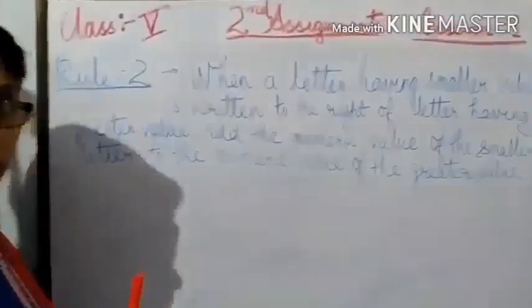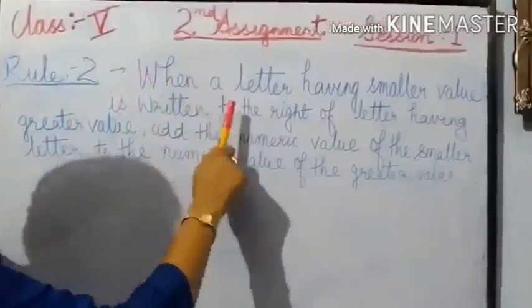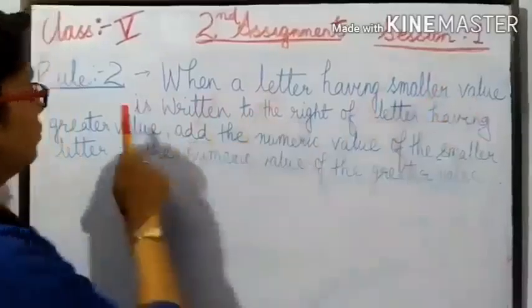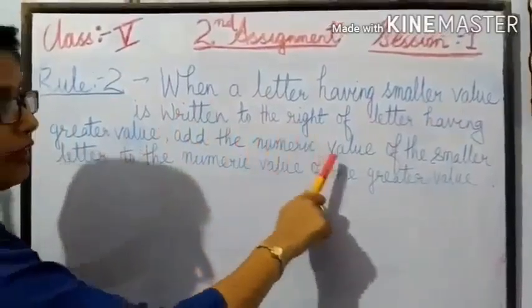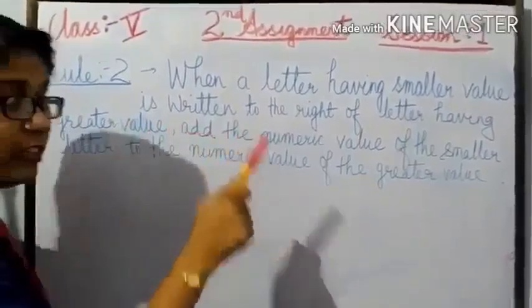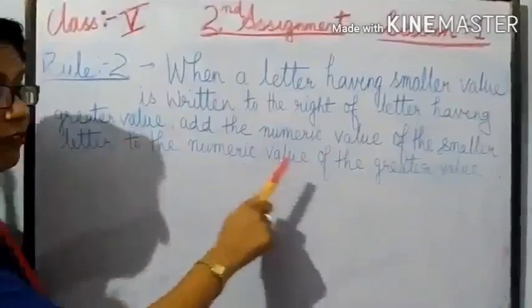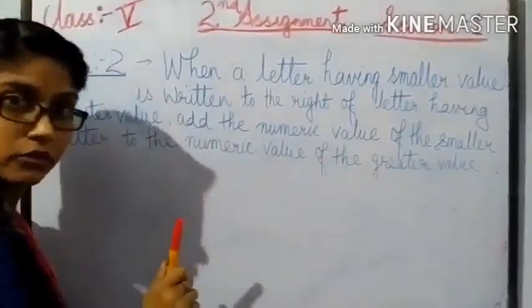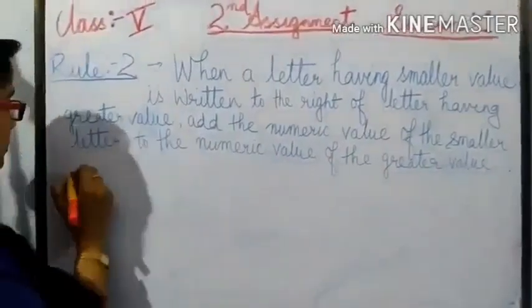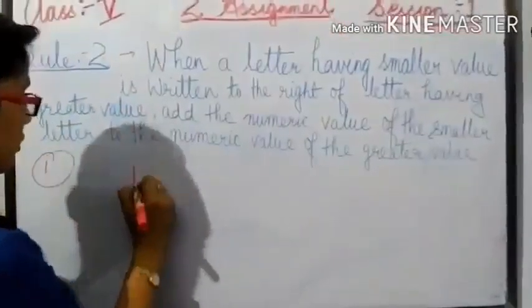See rule number 2. When a letter having smaller value is written to the right of a letter having greater value, add the numeric value of the smaller letter to the numeric value of the greater letter. For example, I am taking LI.